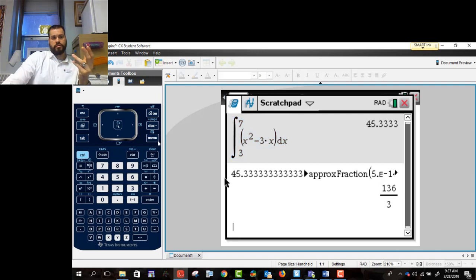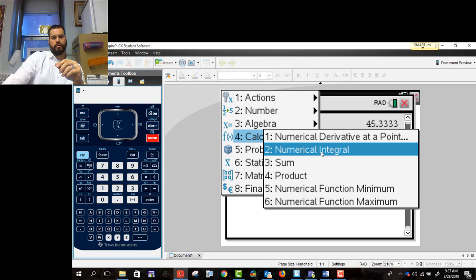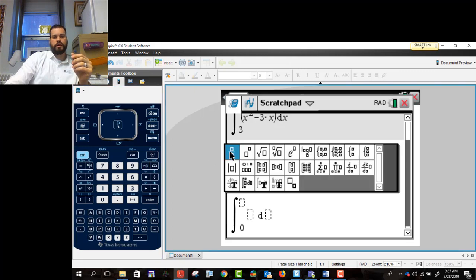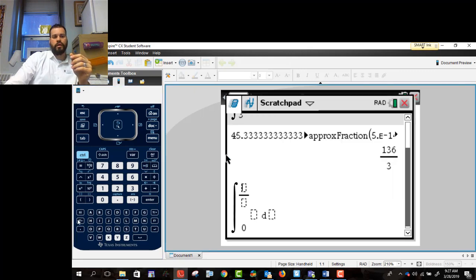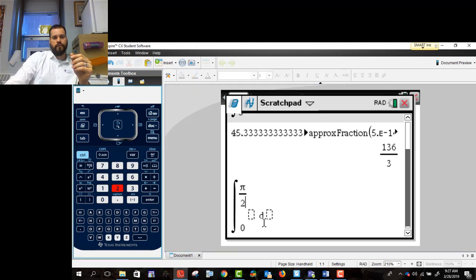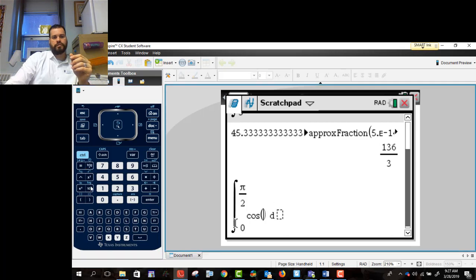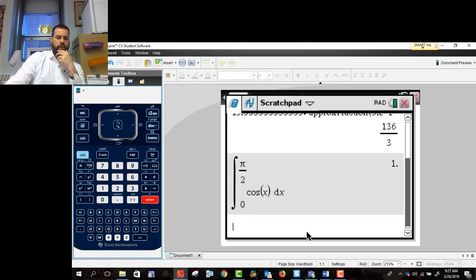And then once you've made sure of that, go to your calculus numerical integral, type in 0, and you can actually type in on this calculator, you can put in a fraction and go from pi over 2, okay? And then you can go in here, go to trig, cosine of x, and it's dx, and we hit enter, and it gives us 1. So you can always check your answer as long as you have a calculator to see if you've done it correctly.